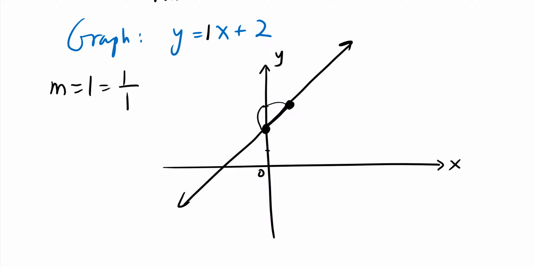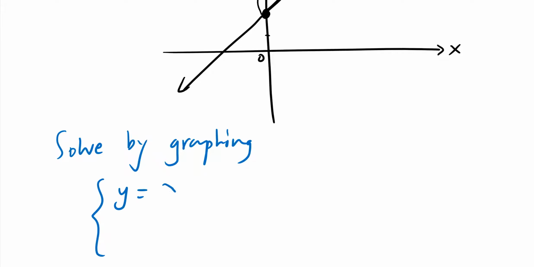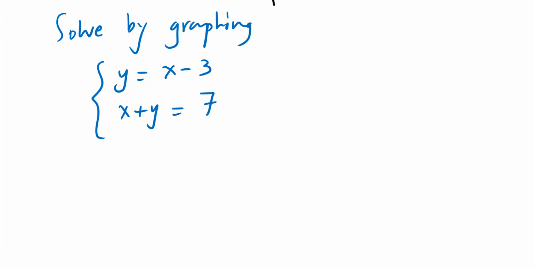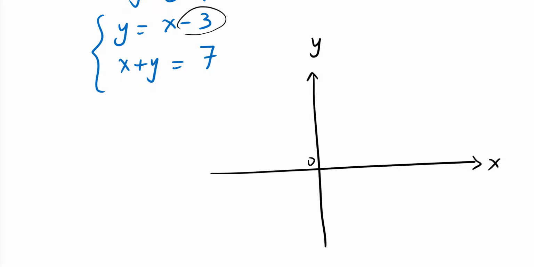And how are we going to apply it in this section? Well, let's say they ask us to solve by graphing. Let's look at an example: y equals x minus 3 and x plus y equals 7. How do we graph something like this? Well, we start by graphing the first one. As we just graphed the earlier one, the y-intercept is -3.